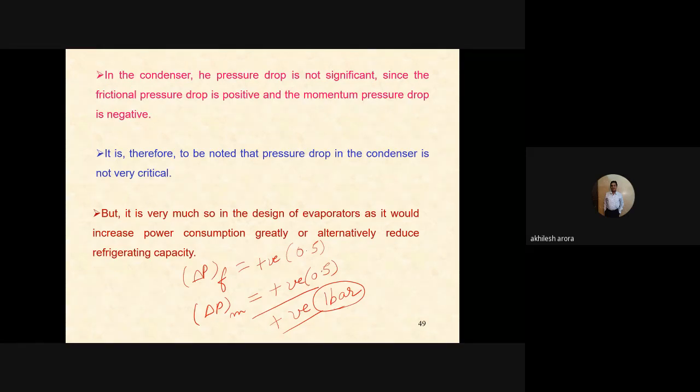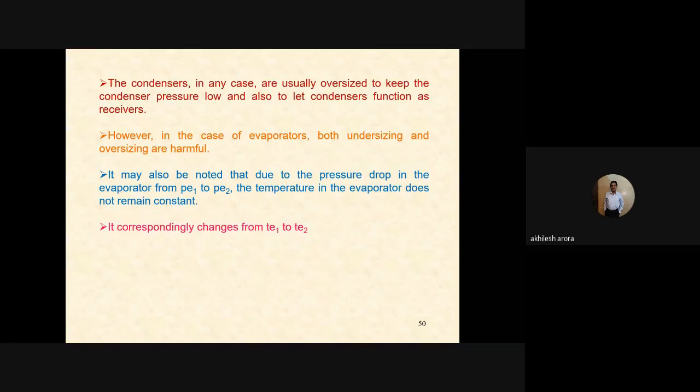Now let us consider the case of a condenser. What will happen in the case of a condenser? We first calculate the frictional pressure drop, that will be given by once again 4FL V square divided by 2GD, and it is a positive pressure drop because there is a particular length of the condenser. Let us say it is equal to 0.5 bar.